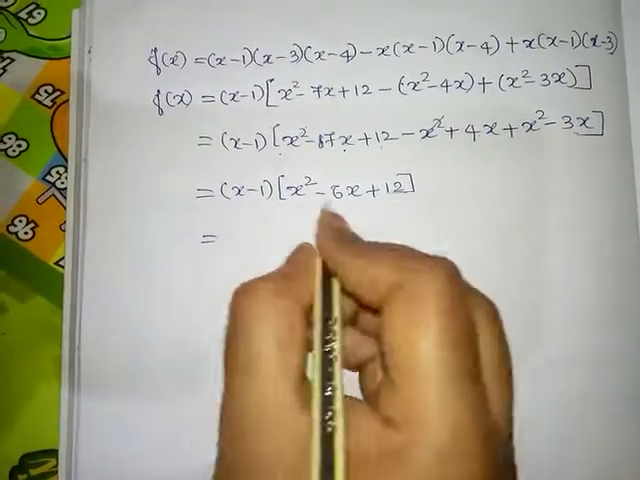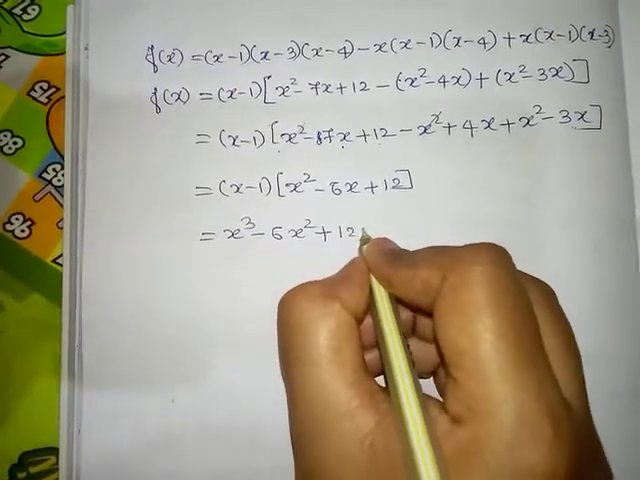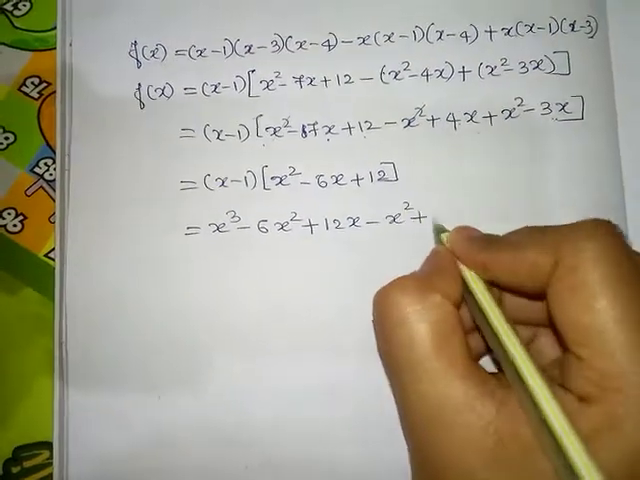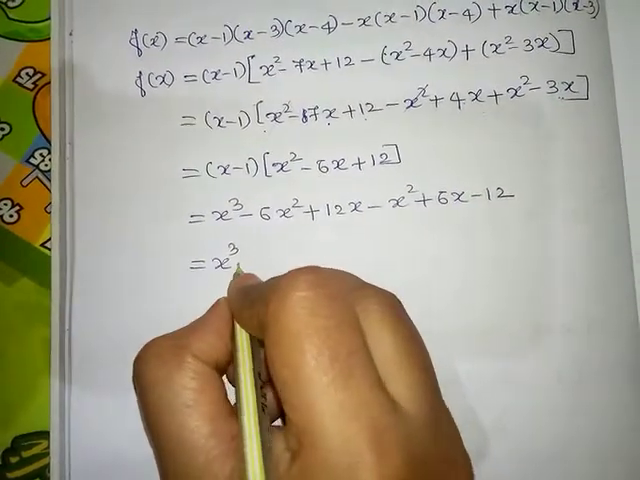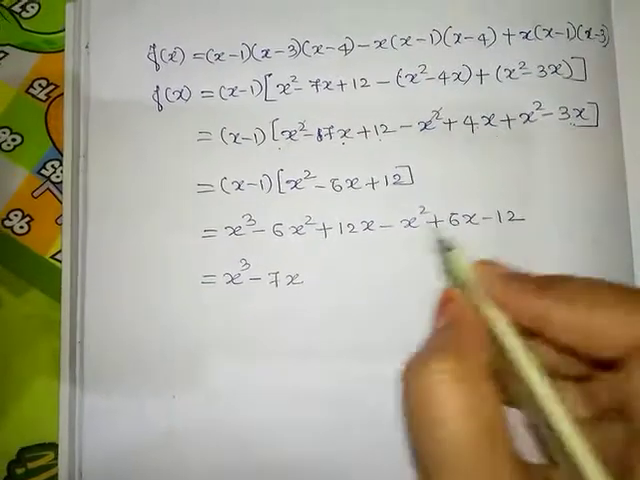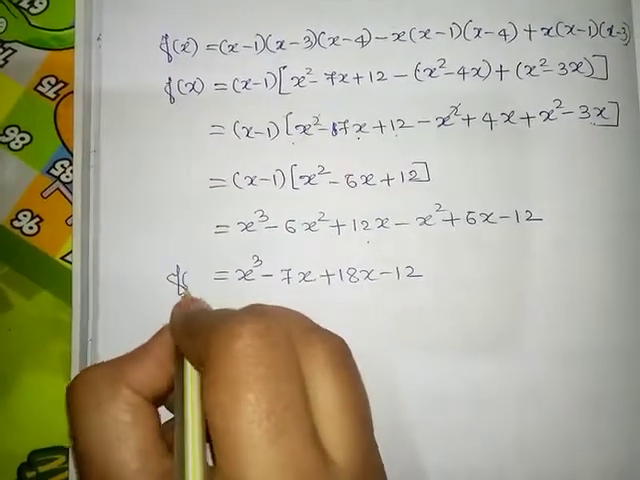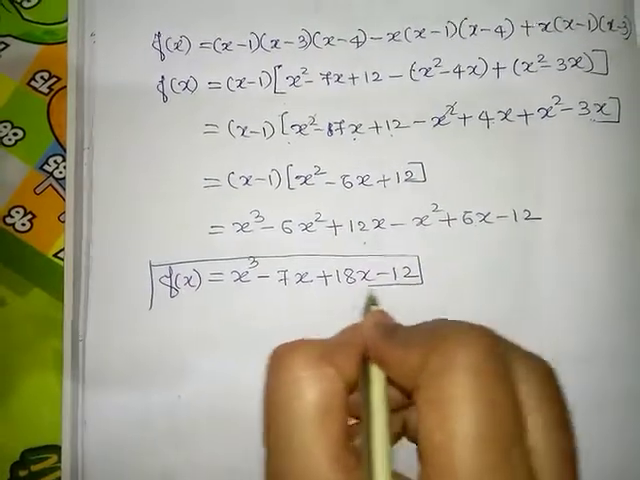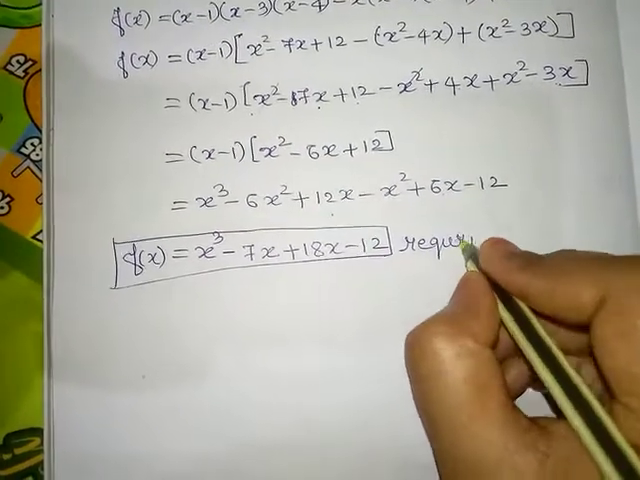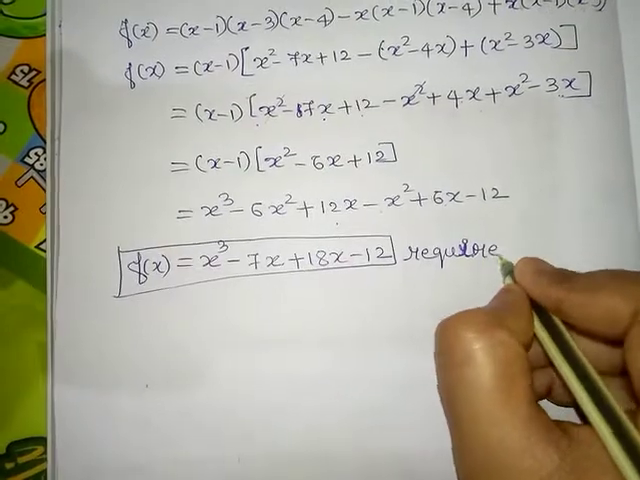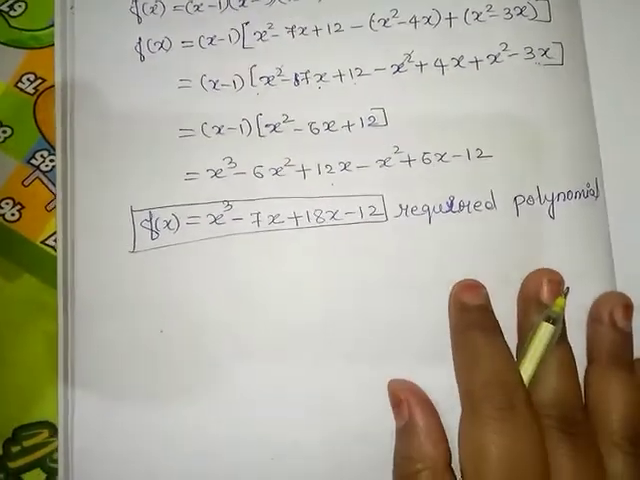Simplify this one: x cube minus 6x square plus 12x minus x square plus 6x minus 12, which is equal to x cube minus 7x square plus 18x minus 12. f of x is equal to this, which is our required polynomial.